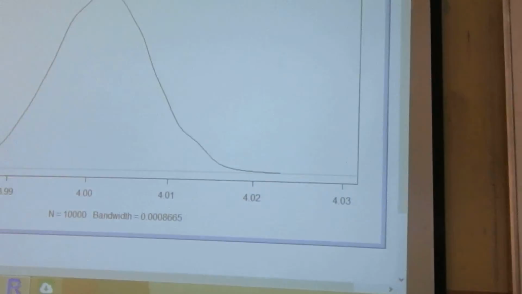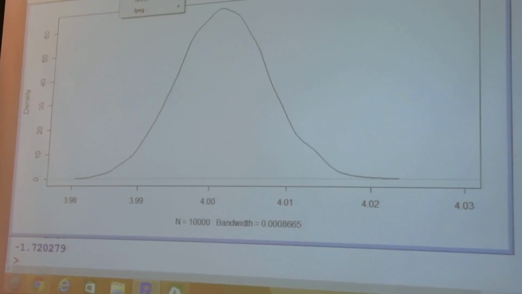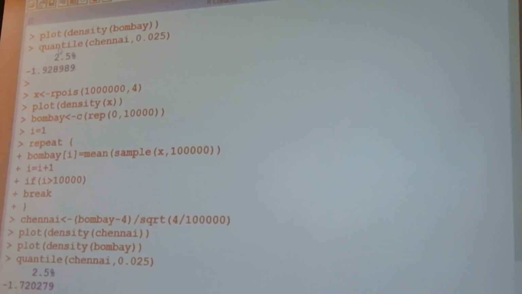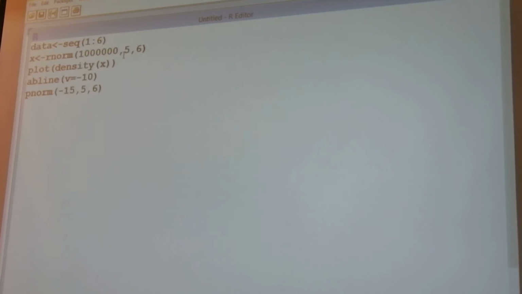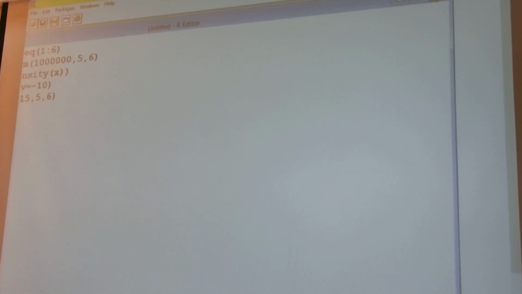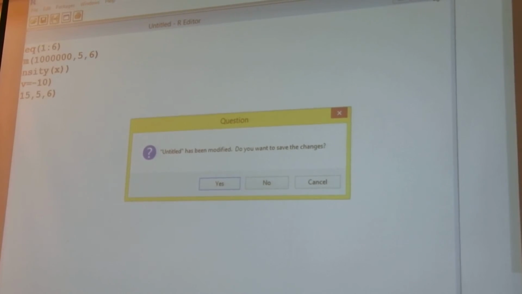We cannot save it as a file? You can, this program. Now because I have closed it without asking, but if I am closing this, it will actually ask me to save the changes. So wherever you save this, you will save it as a file.